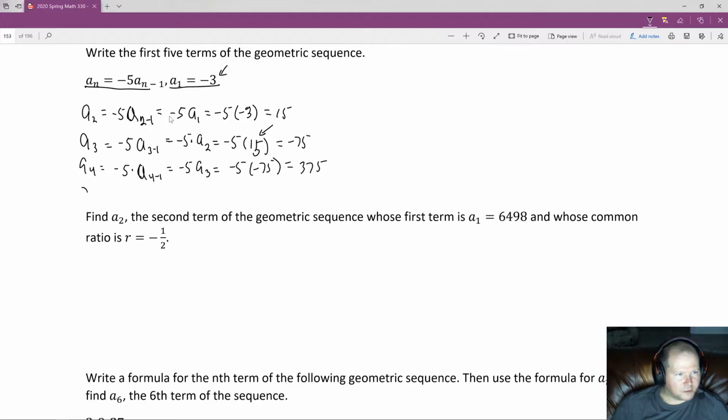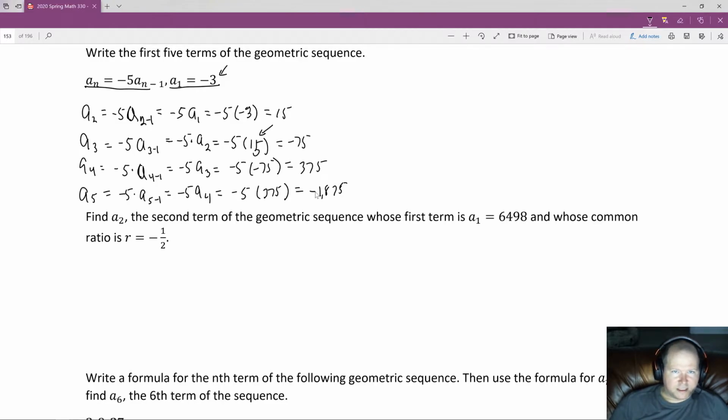And then we want the fifth one, which is negative 5 times a_(5 minus 1), which is negative 5 times the fourth one, which is negative 5 times positive 375, which is negative 1,875.